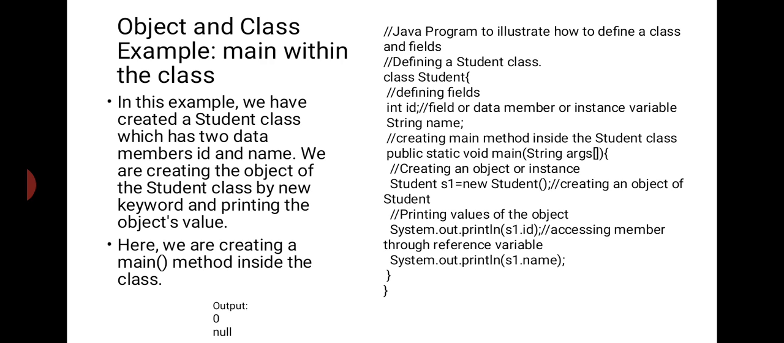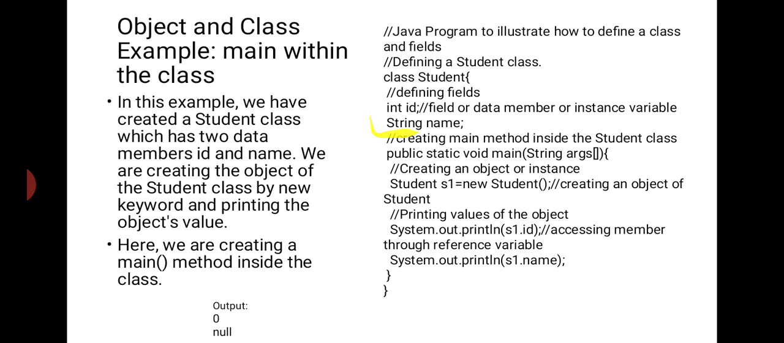Now here is the example where we are using a class. We are also creating the object. In this program, a main is defined within the class. So we will see the example directly. Here my class name is student.